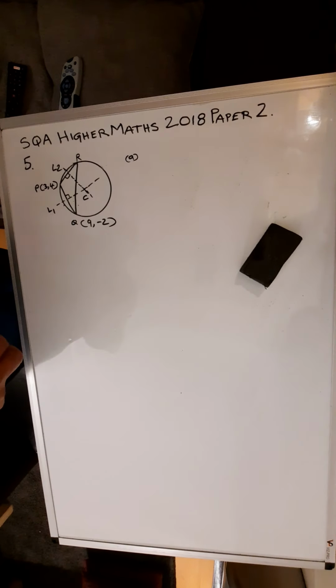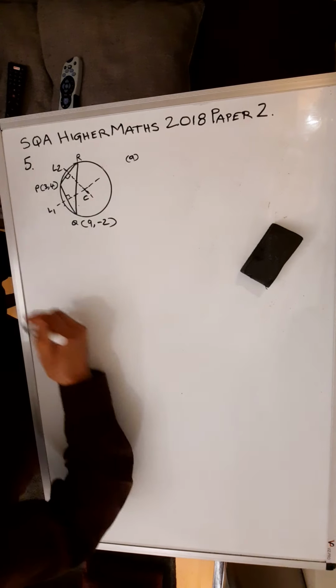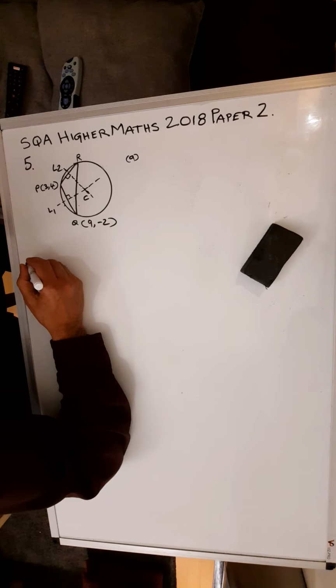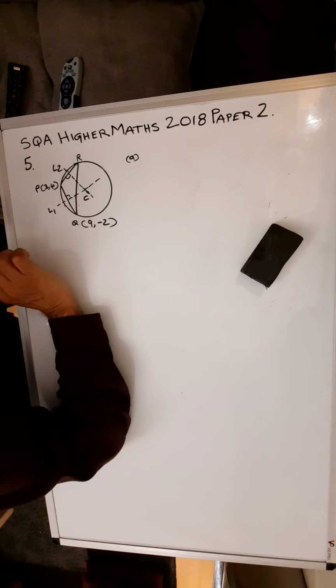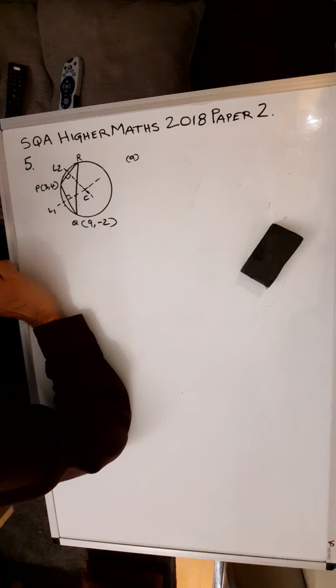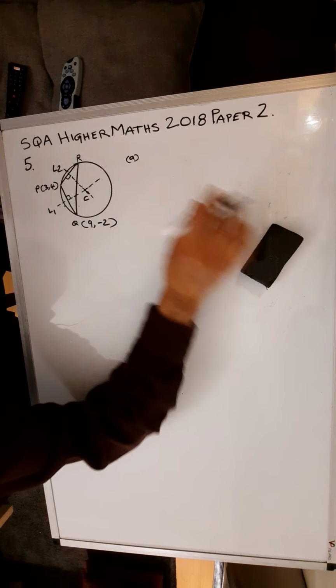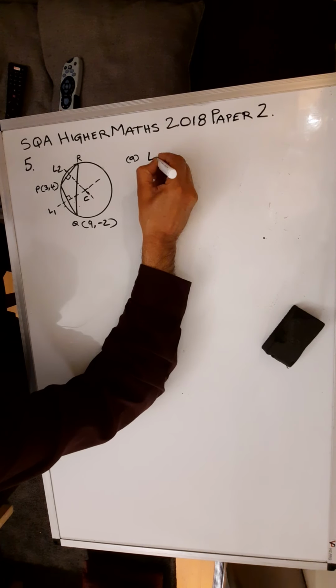SQA Higher Maths 2018 Paper 2, question number 5. PQR is a triangle with P (3, 4), Q (9, -2). Find the equation of L1, the perpendicular bisector of PQ. Equation of L1.